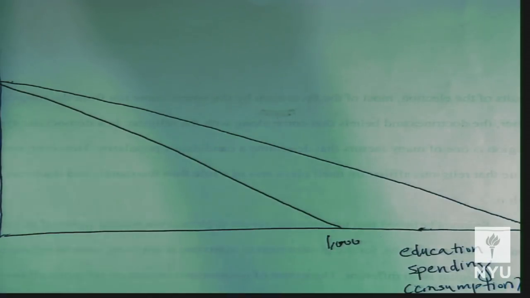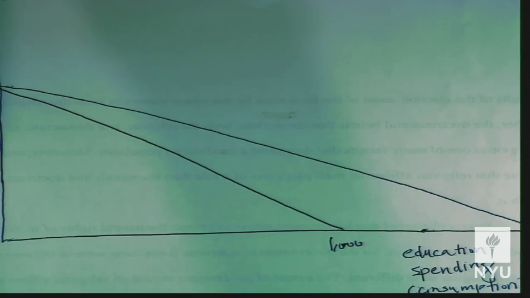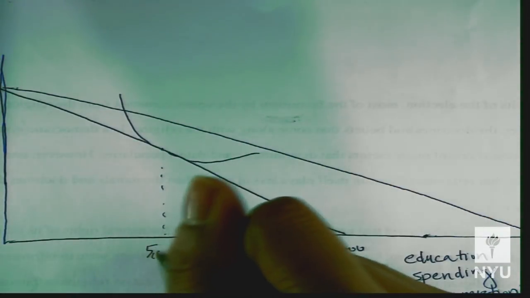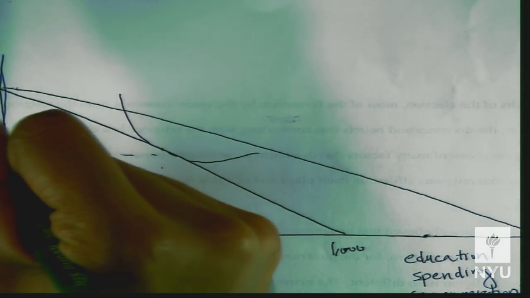Okay. So we know that this town initially was splitting its $1 million in tax revenues between education and other goods, such that it was spending $500,000 on education and $500,000 on other goods.